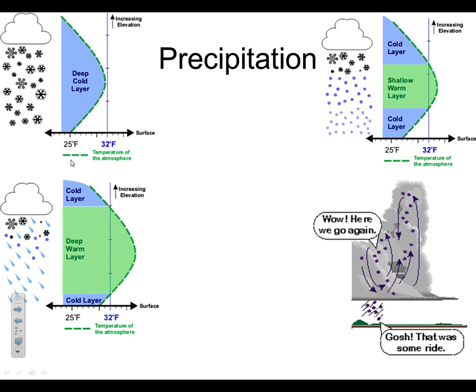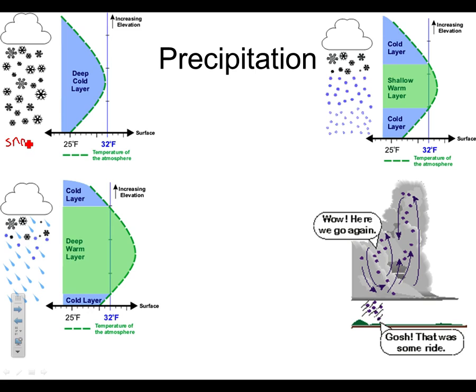So we'll start with this first one here. And what you see with it is, this is altitude, so increasing elevation or altitude. And this is temperature, so getting colder to the left and warmer to the right. And this dotted line is the temperature in the atmosphere. So in this one, you see at the surface, it's like 25 degrees Fahrenheit, below freezing. As you go up, it stays colder than freezing all the way up through the atmosphere. So this one is snow.